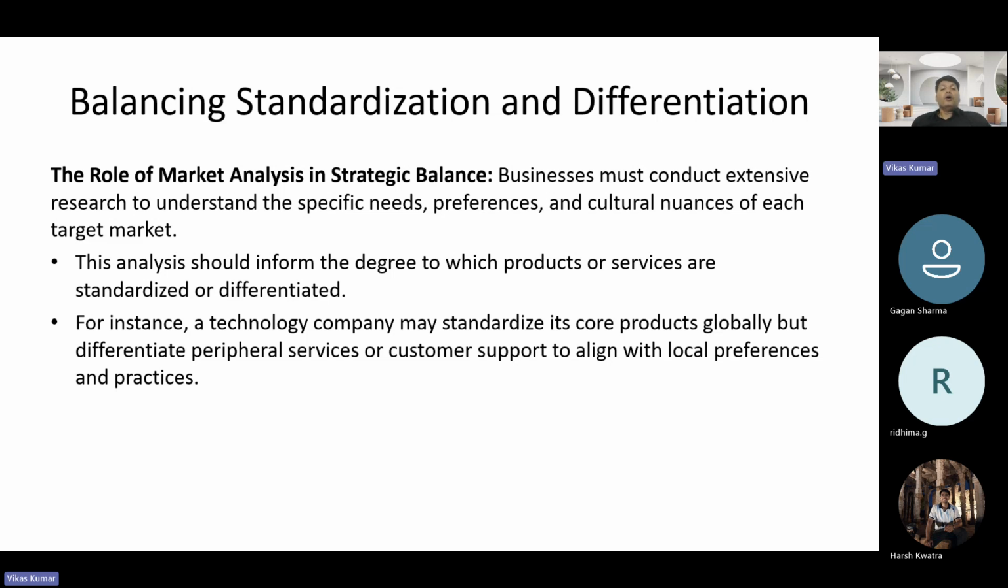But when it comes to Google advertisements, Google AdSense, when it comes to catering to the requirements of local culture, they have differentiated their peripheral services, specifically customer support, to align with local preferences and practices. In India, Google also offers telecommunication services in languages like Tamil, Telugu, Malayalam, Marathi or Bengali. This is just to cater to the requirements of the local culture and people, so that they focus on standardization while aligning with differentiation also.